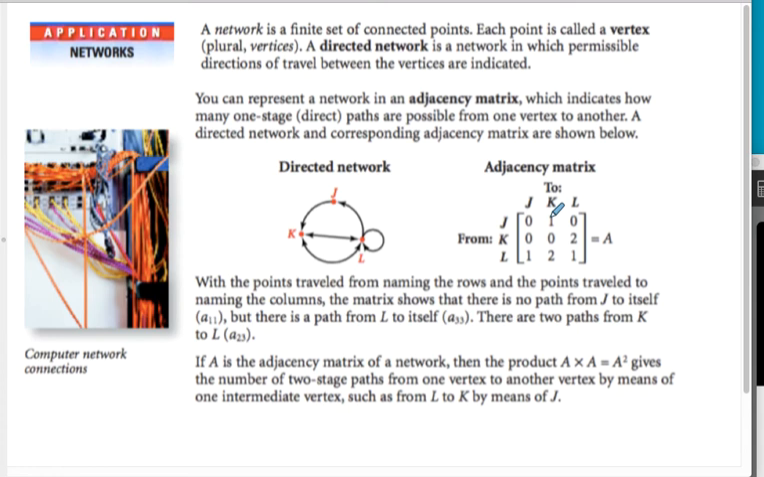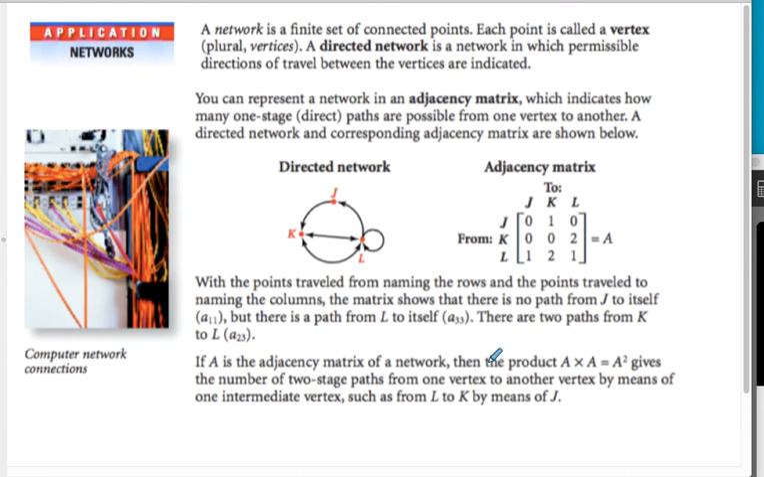So with the points traveled from naming the rows, and the points traveled to naming the columns, the matrix shows that there is no path from J to itself, right? That's what A11 says. But there is a path from L to itself. That's what A33 says. And there are two paths from K to L, and from L to K. So if A is the adjacency matrix of a network, then the product A times A gives the number of two-stage paths from one vertex to another vertex by means of one intermediate vertex. For instance, L to K by means of J.